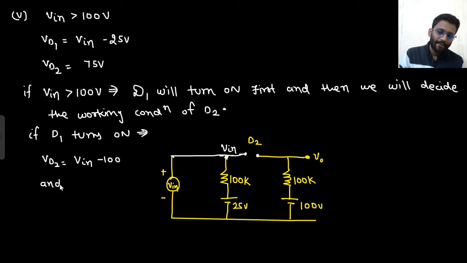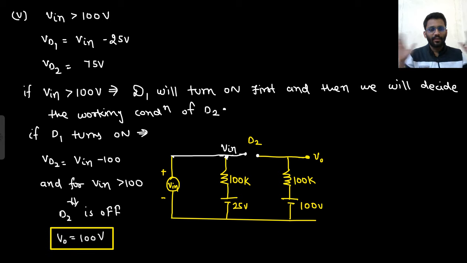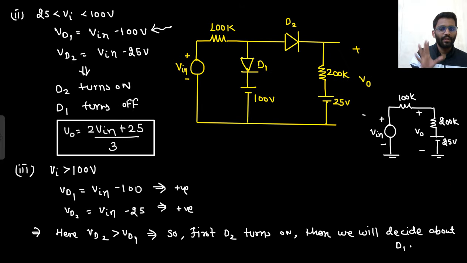And for Vin greater than 100, D2 is off. And if D2 is off, that means this will be off, V0 will be 100 volt only. So these were three different questions and three different things. And that's all. Nothing different can be asked from these kind of analysis. Did you understand the complete three different questions thoroughly?